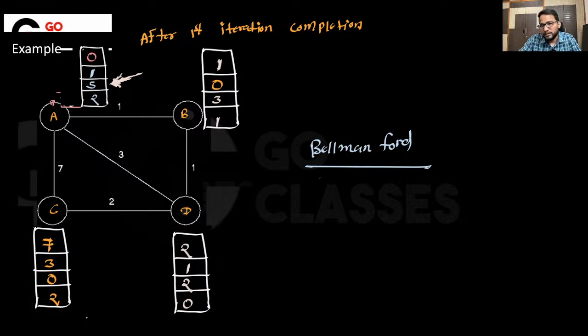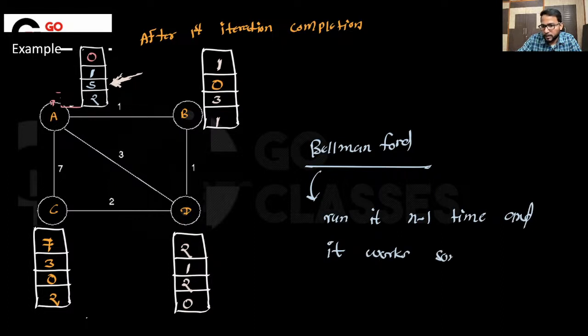You might know that we need to run it n minus 1 times and it works. It works somehow, right? You might know it, but why? How many of you can tell why it works the way it works? If you can answer this question, then you can answer this question also, which is whether this will get updated in the next iteration or not.